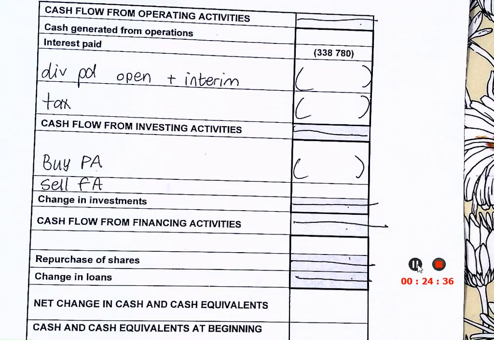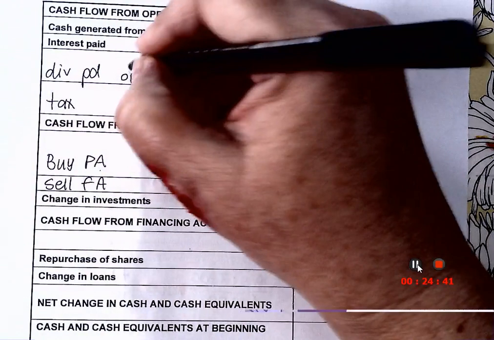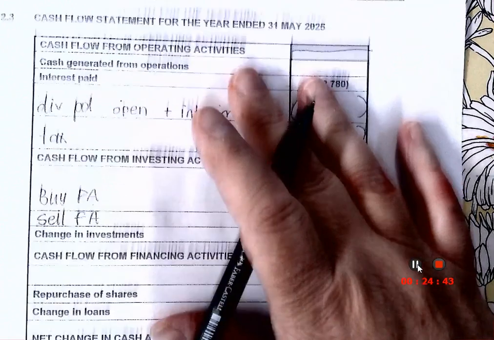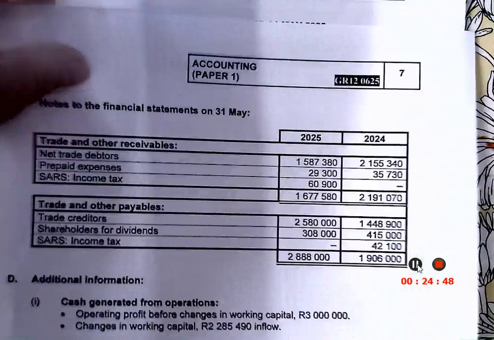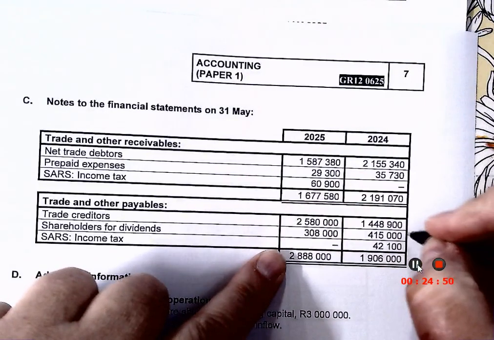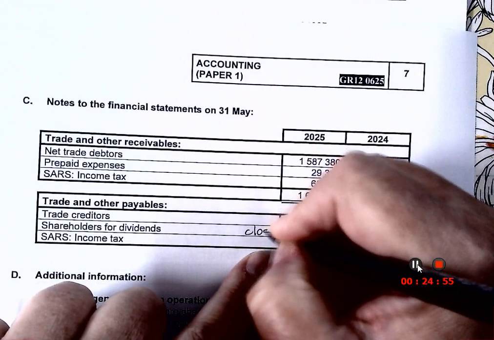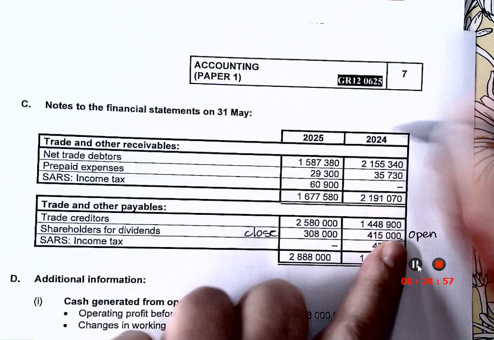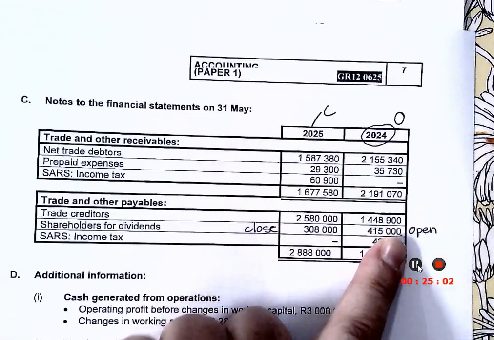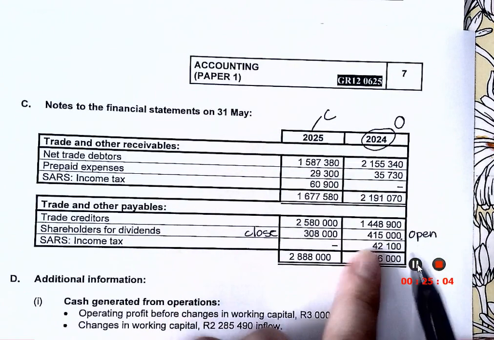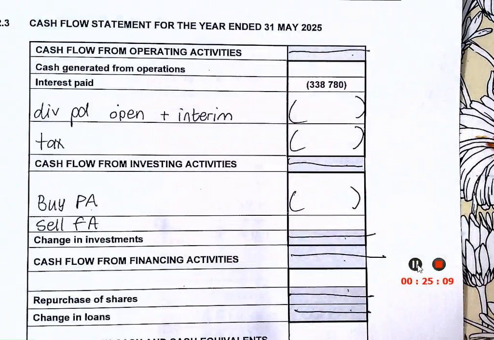So if I look at my dividends paid, that opening, né, if I go to shareholders for dividends, this is my opening and this is my closing. What is this? The old year is always my opening and the new year is always my closing. So I want the opening, the 415. So already you got one tick.